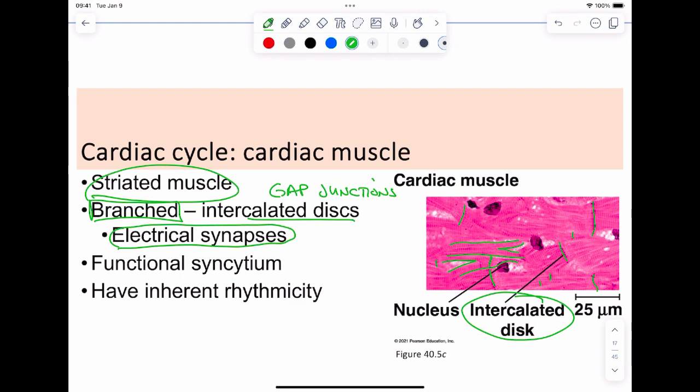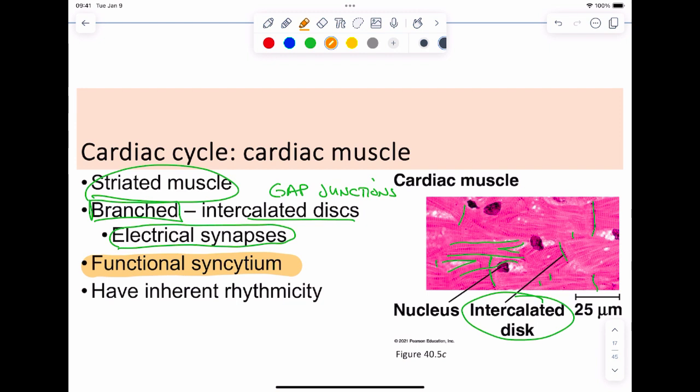Fancy phrase for everything behaves as one is called a functional, that second word. Syncytium is the way that's pronounced. I know, it's letting you all see how the word is tried on your own, and then, okay, here's how it's pronounced. Functional syncytium, meaning it behaves as one.